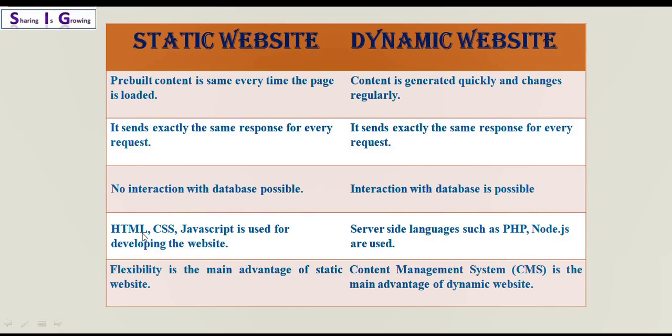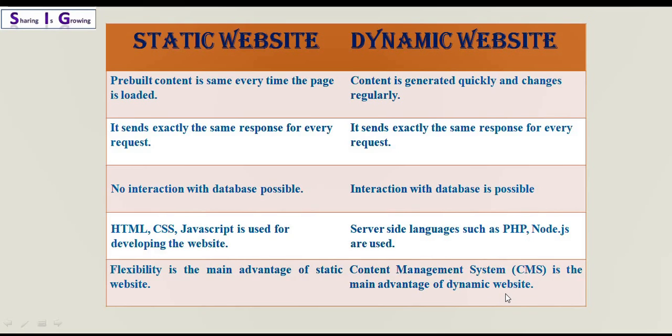What are the languages that we use to develop websites? HTML, CSS, and JavaScript are used for developing websites. In a dynamic website, we also use server-side languages such as PHP, Node.js, Java, or Python. These are the server-side languages used to develop dynamic websites. Flexibility is the main advantage of a static website, and content management system is the main advantage of a dynamic website.